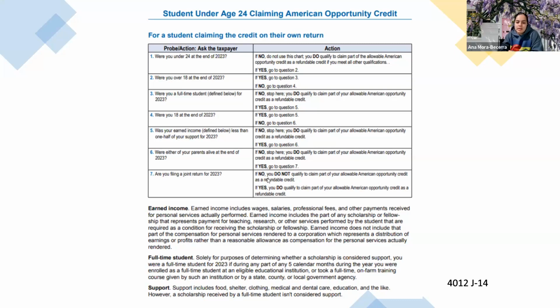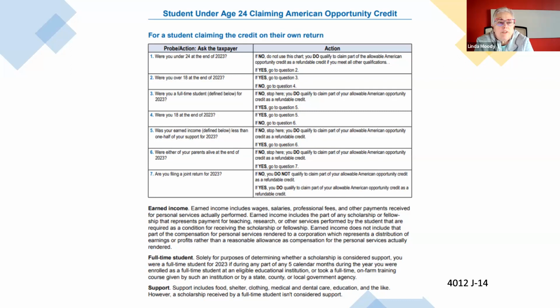If they are not doing a joint return, then they cannot claim the refundable part of the credit. So this is what's basically going to help you. If the parents were not in the picture or are not alive, then they can take the refundable piece of it. So that's what it's trying to determine, whether or not you can take the refundable piece.